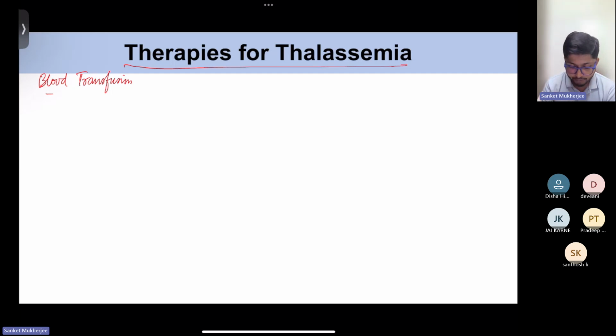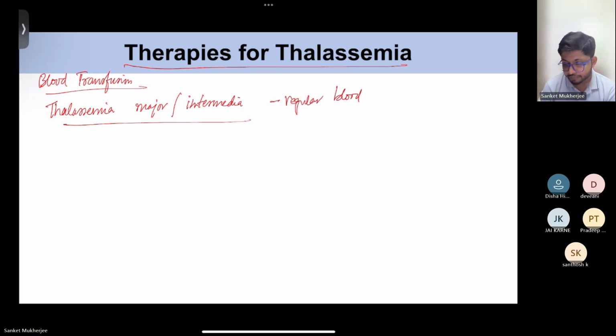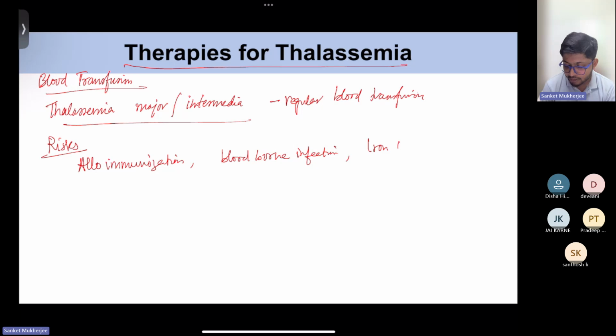Now, thalassemia major, minor, and intermediate is basically based on the severity of the disease. So thalassemia major and intermediate, these two groups of patients require regular blood transfusion. What happens due to this blood transfusion is that the suppressed hemoglobin production is basically masked by the new blood, which will have enough hemoglobin. Some risks associated with this are alloimmunization, blood-borne infection, and also iron overload. This is something we will discuss.